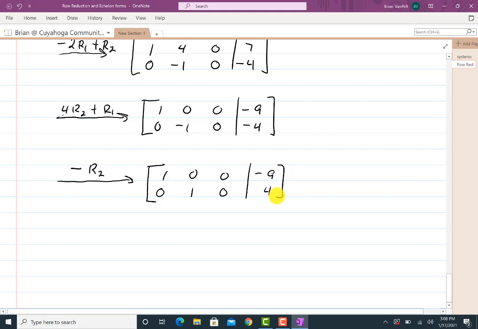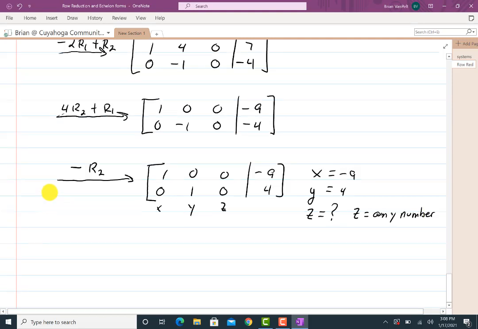And so now let's take a look at what we have as far as answers are concerned. This could be the x column, the y column, and the z column. So we can see that x has to equal negative 9, y equals 4, but z is not anywhere listed. That means z can actually equal anything, because it's not even listed among the equations. So z can obviously be anything it wants to be.